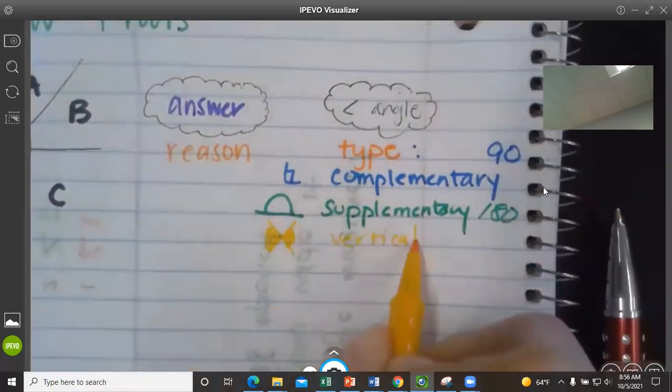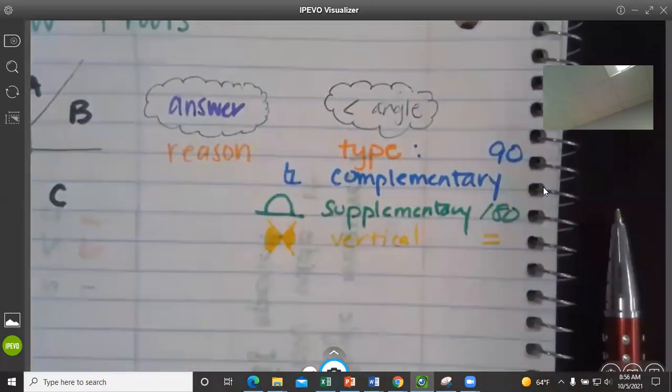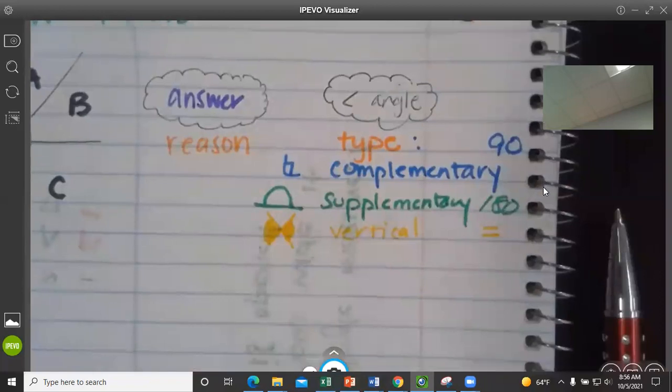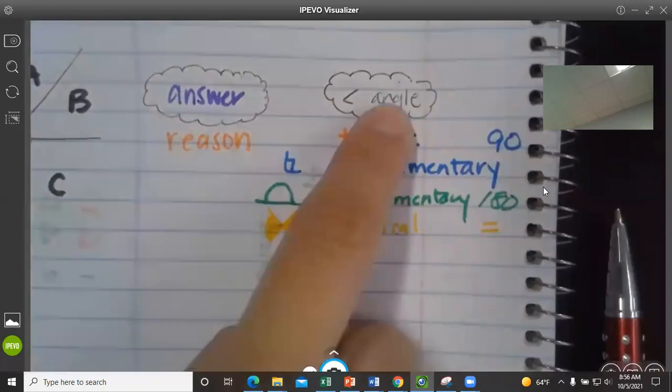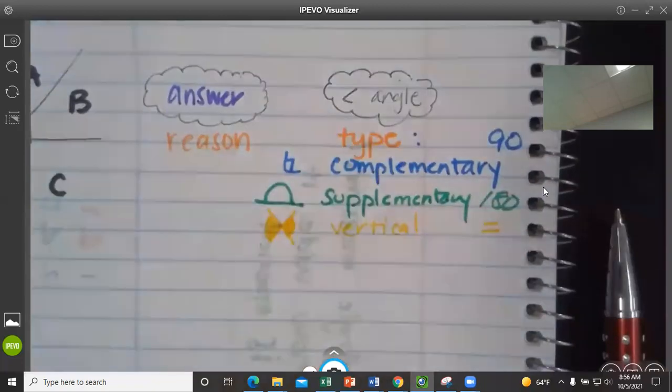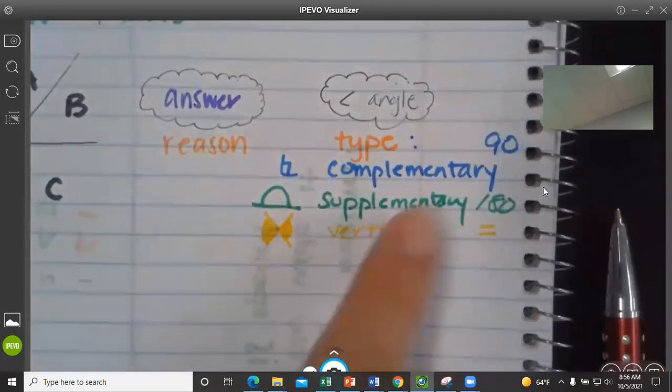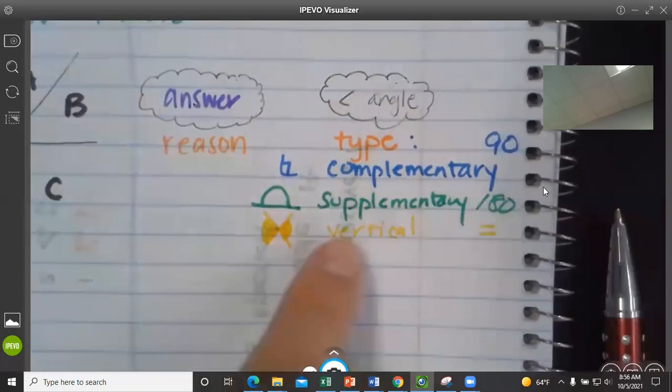And vertical are equal to each other. So that's all we've done. Those would be the 3 types that you have. And I'll show you one other type. So you put the answer inside the cloud, the angle, and underneath it you put which kind they are. That's your reason, how you got your answer. Because if they're complementary, you subtract from 90. If they're supplementary, you subtract from 180. If they're vertical, they're equal.